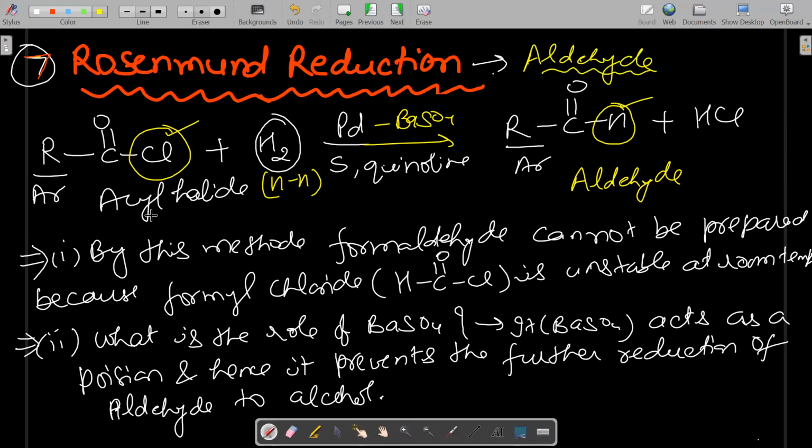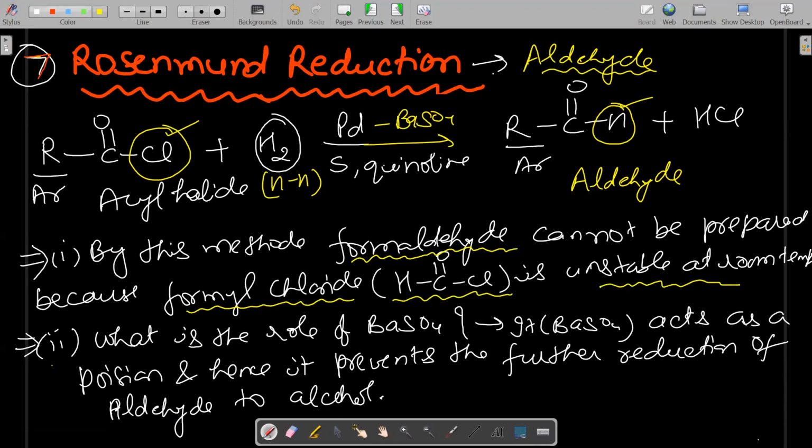So shortcut, what we can say, acyl halide is reduced in the presence of palladium BaSO4 and a small amount of sulfur and quinoline to form aldehyde, right? But some limitations are there. By this method, all aldehydes can be prepared, but formaldehyde, that is methanal, cannot be prepared by this method because formyl chloride, that is HCOCl, is unstable at room temperature because it decomposes into CO and HCl. Okay, so this is the one limitation. All aldehydes can be prepared except formaldehyde.